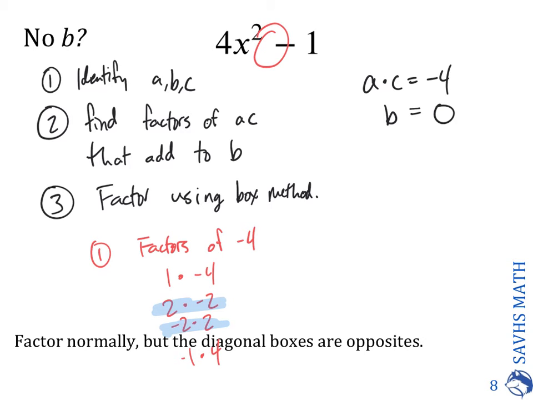So in the box method, I made a mistake. This right here should be 2. My bad. That's step 2. So I'm going to have a 4x squared here and a -1 here. I'm going to have a 2x here and a -2x here. This whole thing is going to be the same as what you've seen before now.